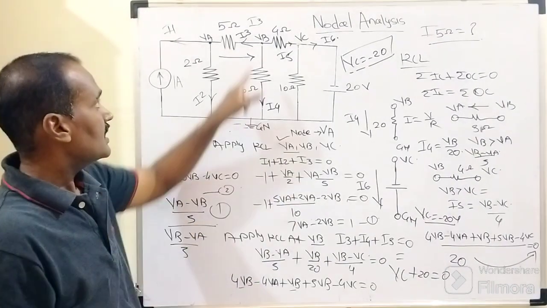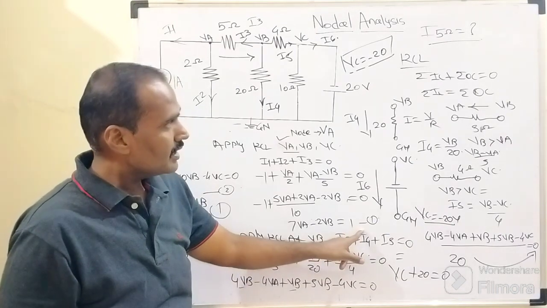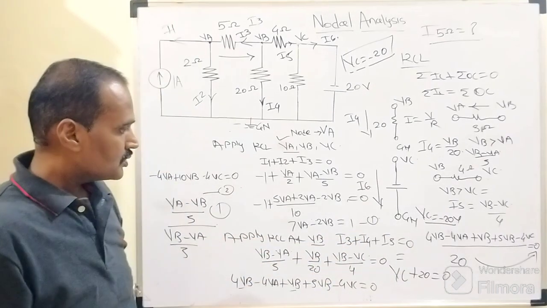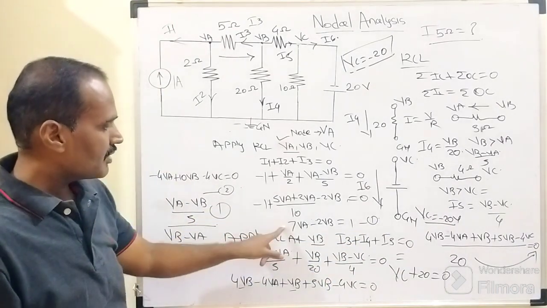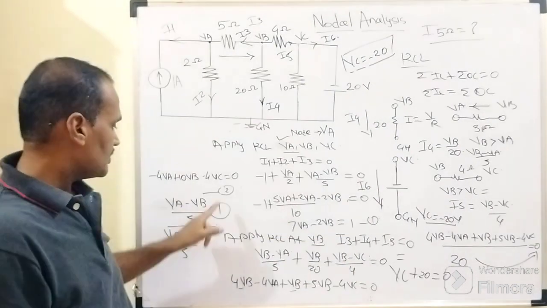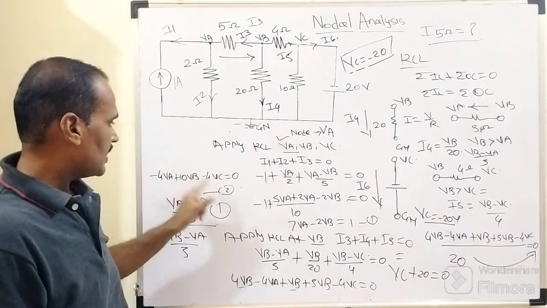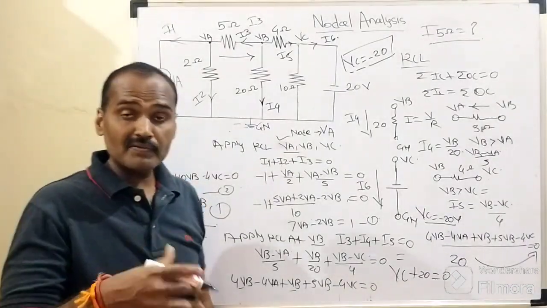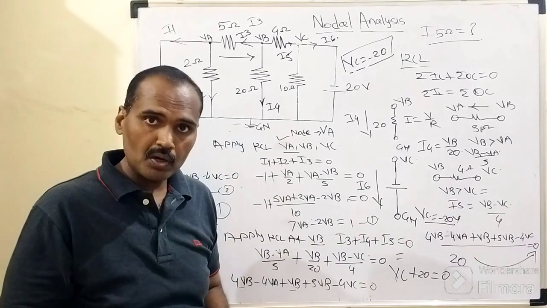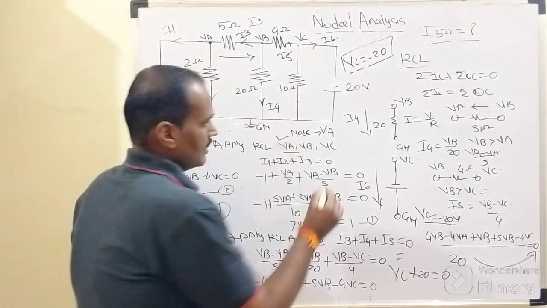In order to determine this I3, we need to solve our equation number 1 and equation number 2, which are written here. Equation number 1 is 7 times VA minus 2VB equals 10, and equation number 2 is minus 4 VA plus 10 VB minus 4 VC equals 0. With the help of a scientific calculator, we need to solve these two equations. So we get VA and VB.